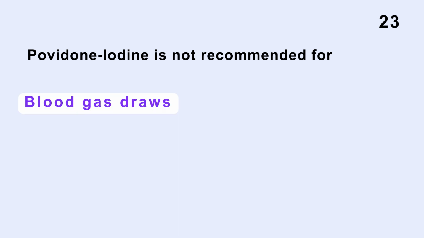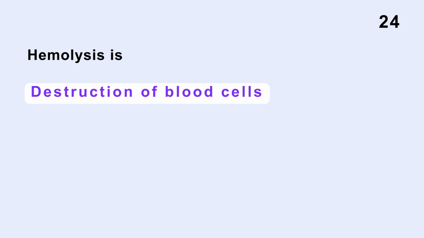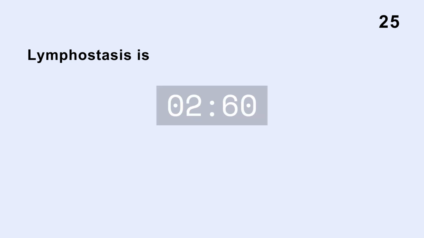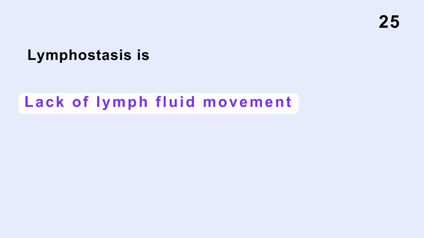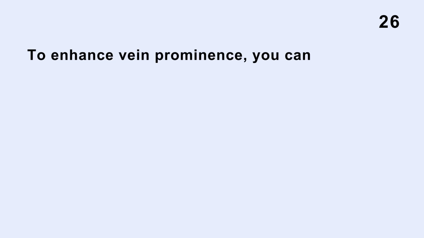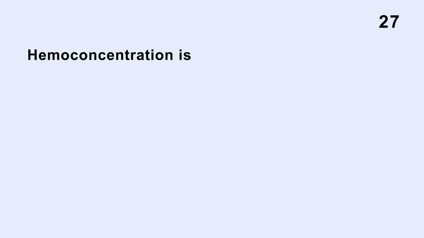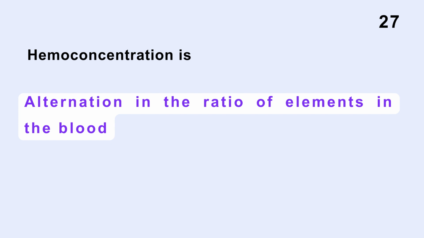Number 23. Povidone iodine is not recommended for blood gas draws. Number 24. Hemolysis is destruction of blood cells. Number 25. Lymphostasis is lack of lymph fluid movement. Number 26. To enhance vein prominence, you can apply a moist warm cloth to the area. Number 27. Hemoconcentration is alteration in the ratio of elements in the blood.